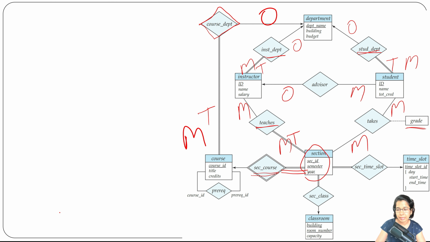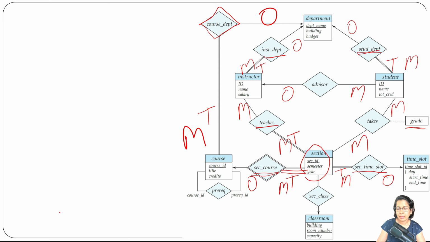Section is also related with time slot by the section time slot relationship. This participation is total, the relationship is many to one. Here also this participation is total, the relationship is many to one. So section is related with course as many to one. There can be many sections in one course. Section is also related with time slot as many to one.